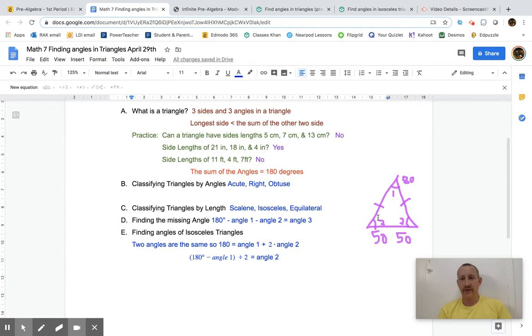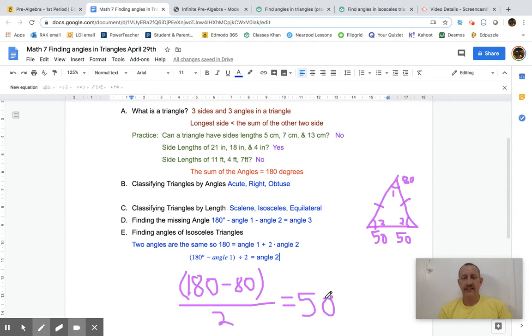If I want to find out what angle this is here, I take 180 and I subtract angle 1. That's what I did here in this example. I took 180 and I subtracted angle 1, which here we said was 80 degrees. And that ended up equaling 100. We're going to take that and we're going to divide it by 2. What's 100 divided by 2? It's 50. And that's how you find it.